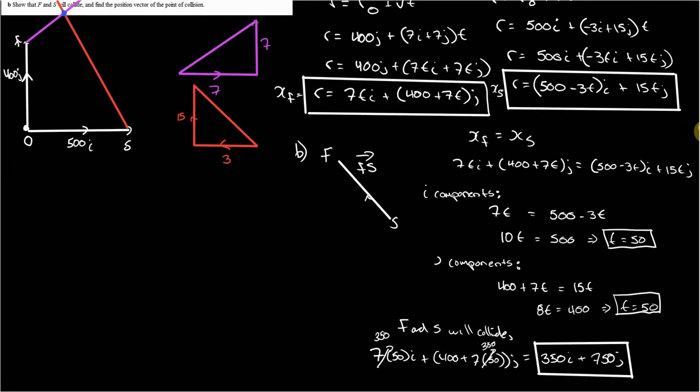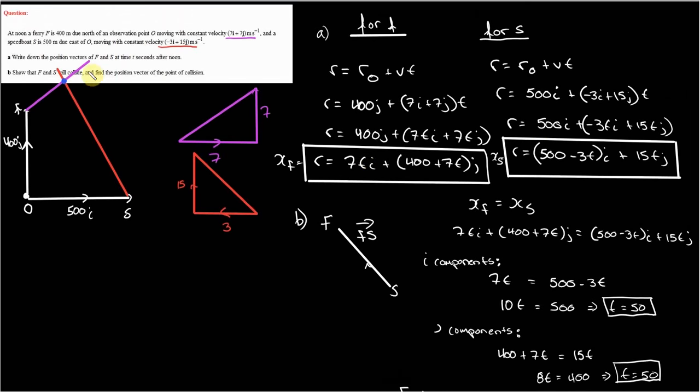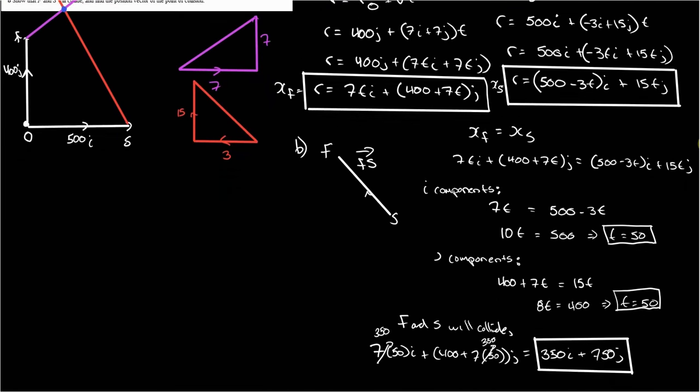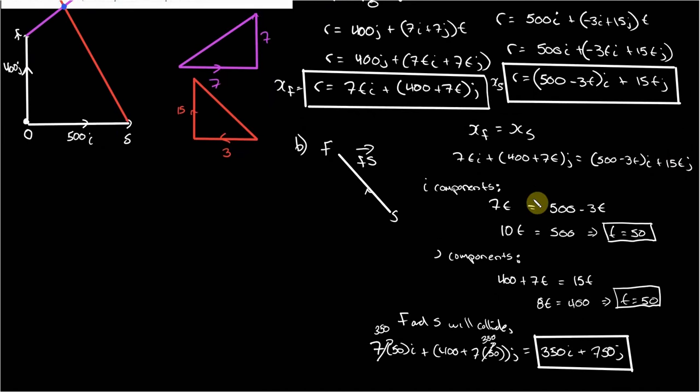Hello. So this is a follow-up video to the one I just recorded, where we solved a vector problem. For part B, we had to show that f and s will collide, and we had to find the position vector of the point of collision. I mentioned that there are two different methods, at least that I know of, to find this point of collision.